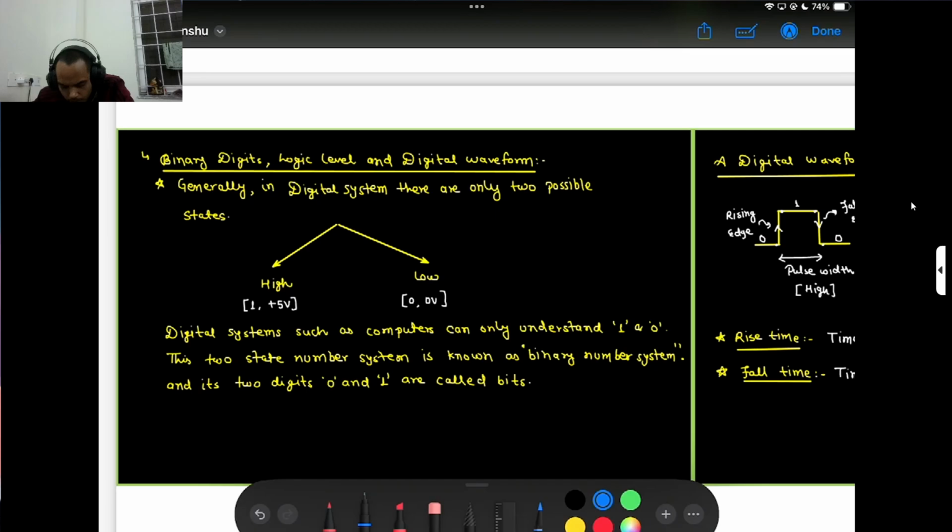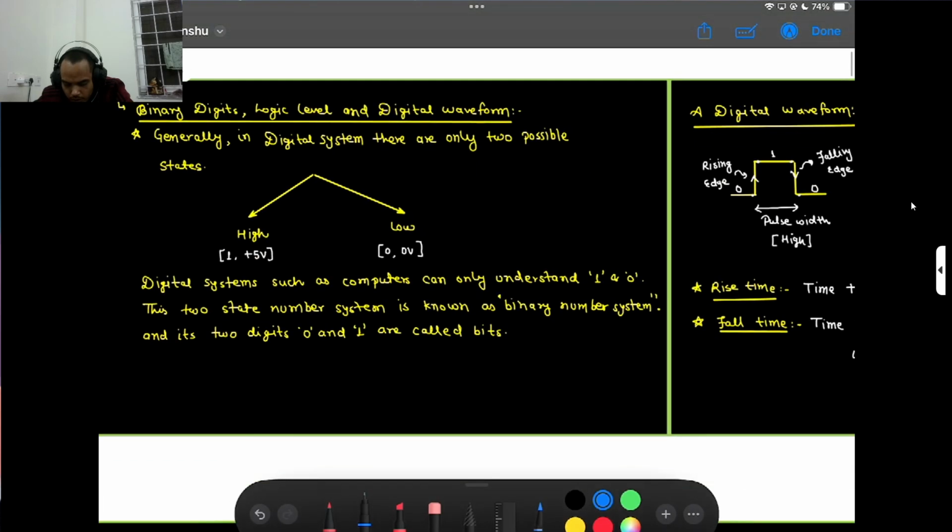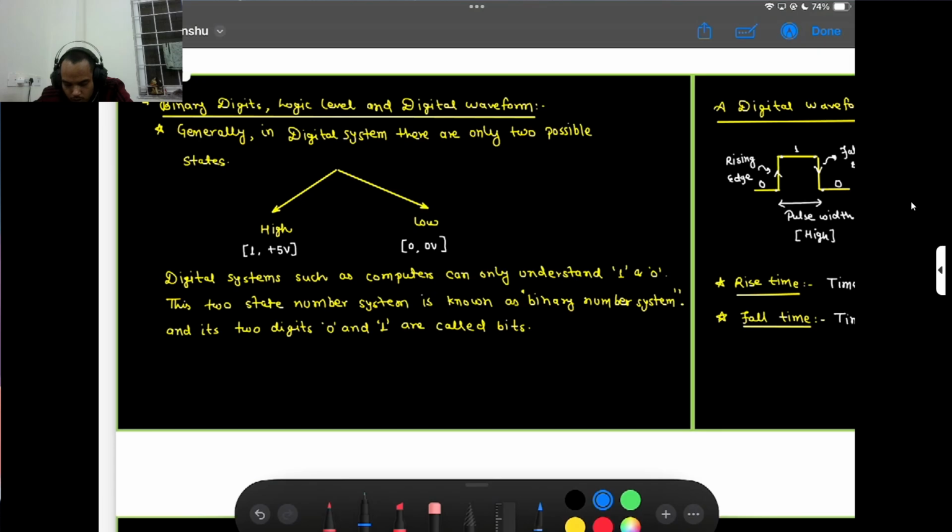Generally in a digital system there are only two possible states, either high or low. For the high state, usually 1 or 5 volt, and for the low state, in both cases that is 0. Digital systems such as computers can only understand 1 or 0. This two-number system is known as the binary number system, and its two digits 0 and 1 are called bits.